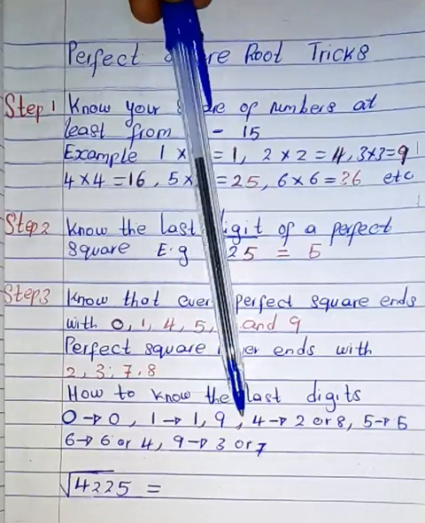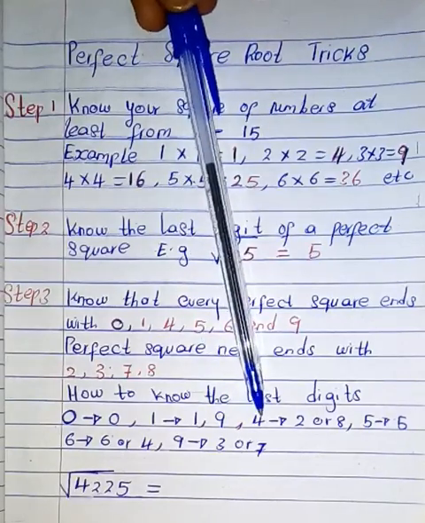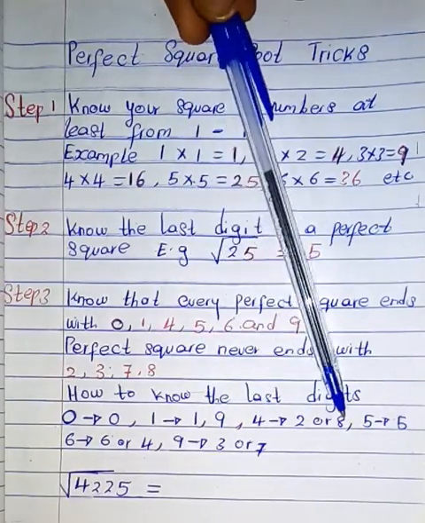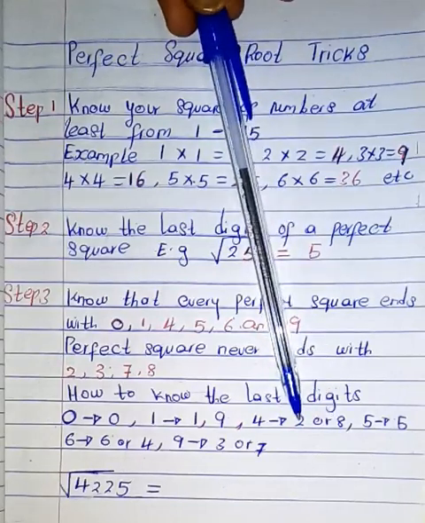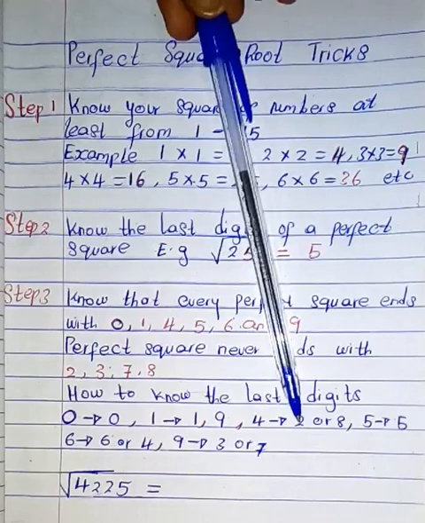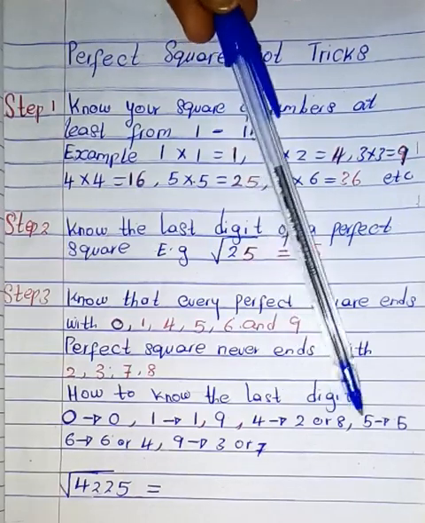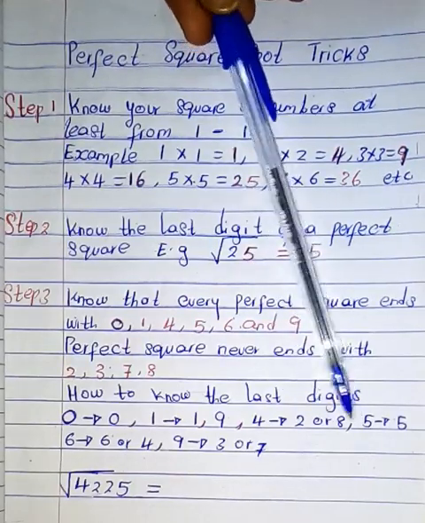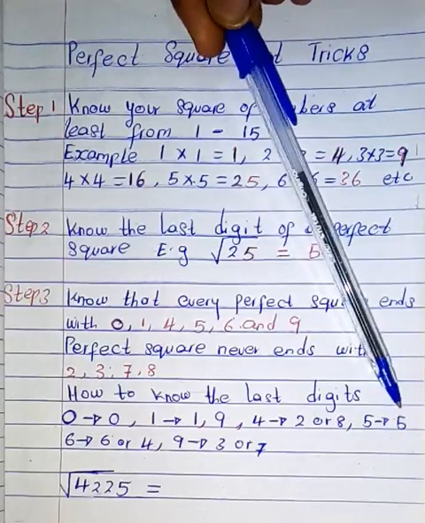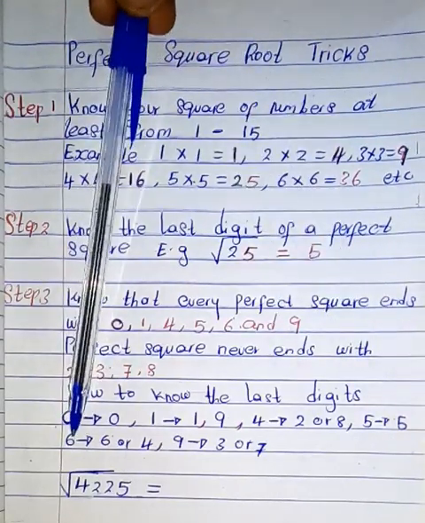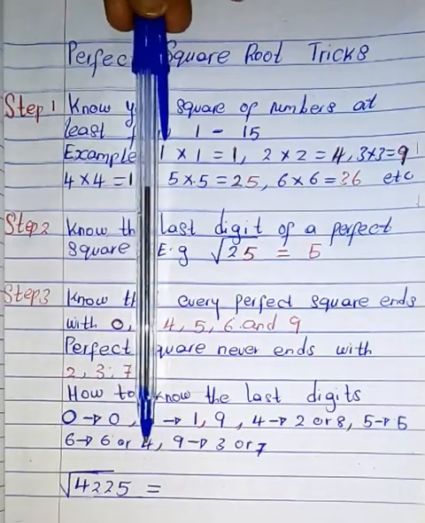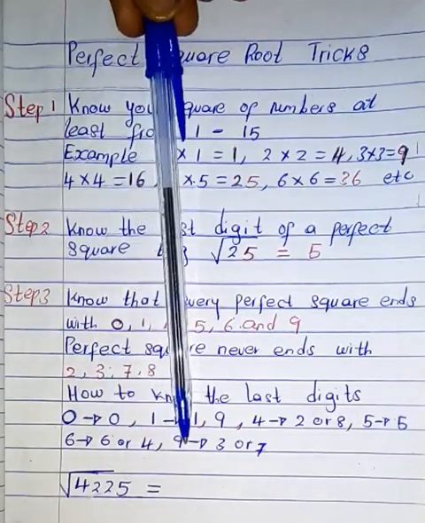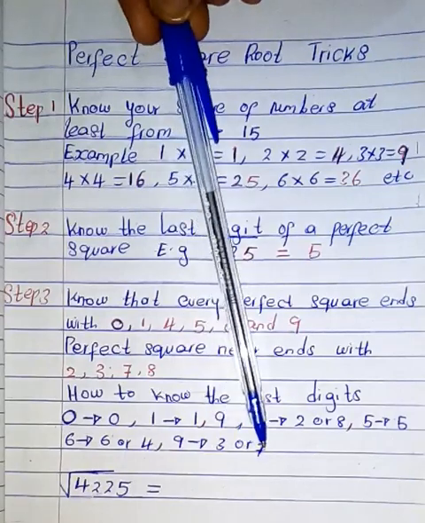If the last digit is 4, the square root will likely fall under 2 or 8. How do you know these two numbers? Just say, if you know the first number, 2 plus what gives you 10? 8. If the last digit is 5, that means it's likely to fall under 5 alone. If the last digit is 6, it will fall under 6 or 4. 6 plus 4, that's 10. If the last digit is 9, it will fall under 3 or 7.